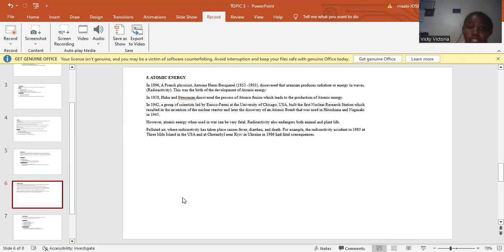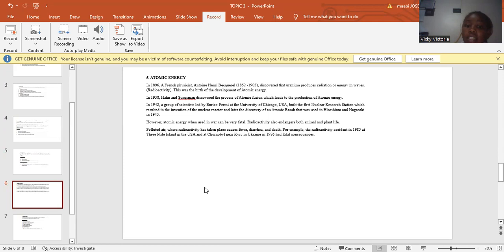We look at the other one, atomic energy. In the year 1896, a French scientist, Antoine Henri Becquerel, discovered that uranium produced radiation and energy in waves. That's radioactivity. This was the birth of the development of atomic energy. Ernest Strassmann discovered the process of atomic fission, which leads to the production of energy. In the year 1942, a group of scientists led by Enrico Fermi at the University of Chicago in the USA built the first nuclear research station, which resulted in the invention of the nuclear reactor.